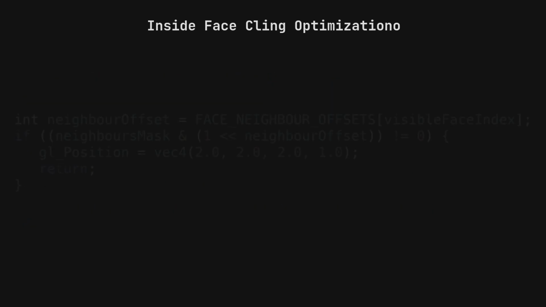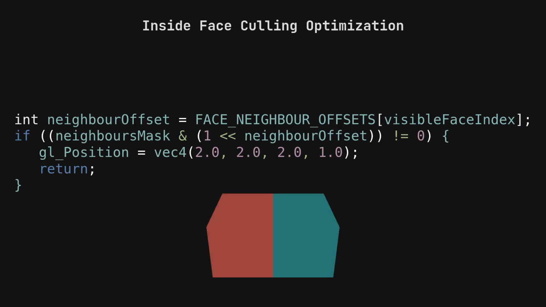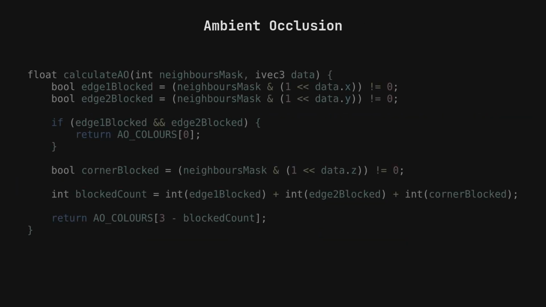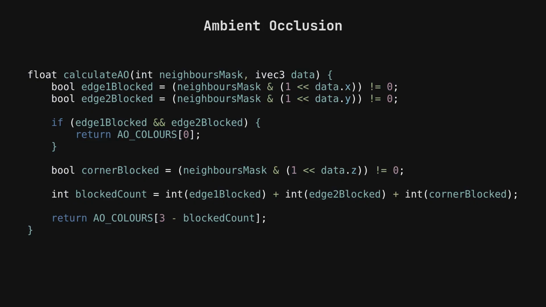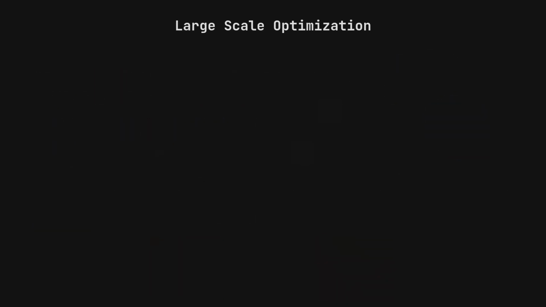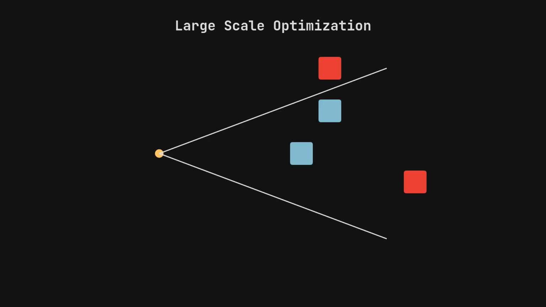Next, for inside face culling, we use the determined face and check if its neighbor is visible from the neighbor's bit mask. That same neighbor mask gives us a beautiful and cheap solution for ambient occlusion. The shader checks 3 neighbors around each corner of a block face to determine 1 of 4 darkness states voxel corners can be in. Per voxel optimizations are mostly easy, but large-scale optimizations are what makes or breaks performance.